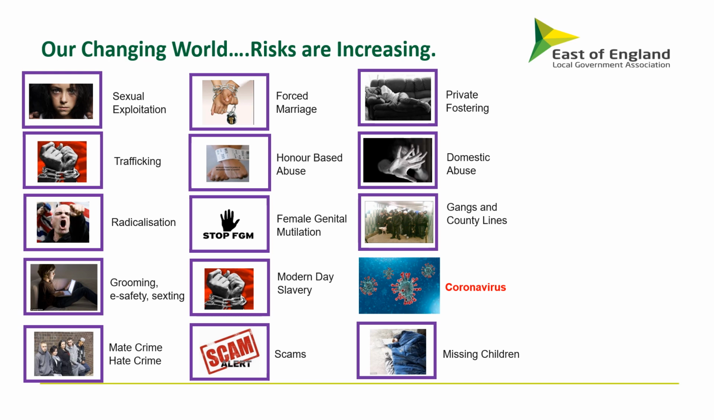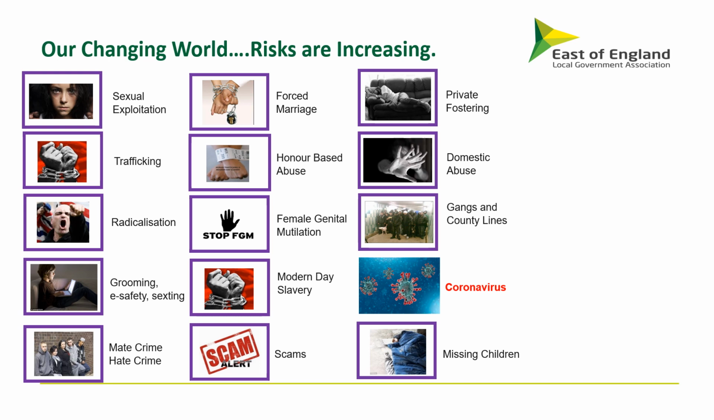Our world is changing, and the spectrum for safeguarding is getting wider and wider. We're now talking about things that we weren't talking about 10 years ago. We now talk about gangs and county lines, radicalisation, trafficking and modern day slavery with our transient communities. We're going to talk about private fostering in a bit more detail in a moment, and sexual exploitation.